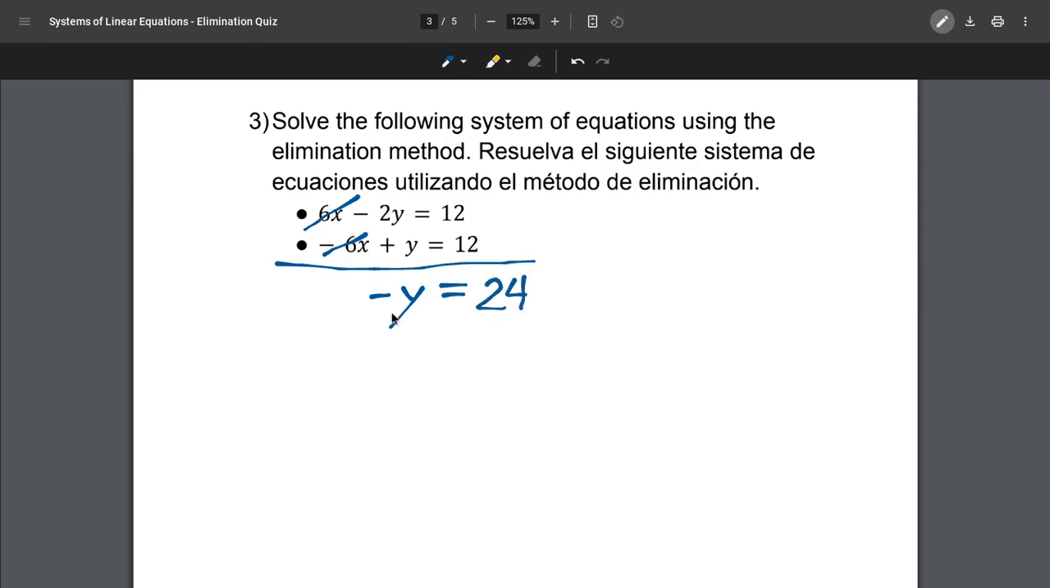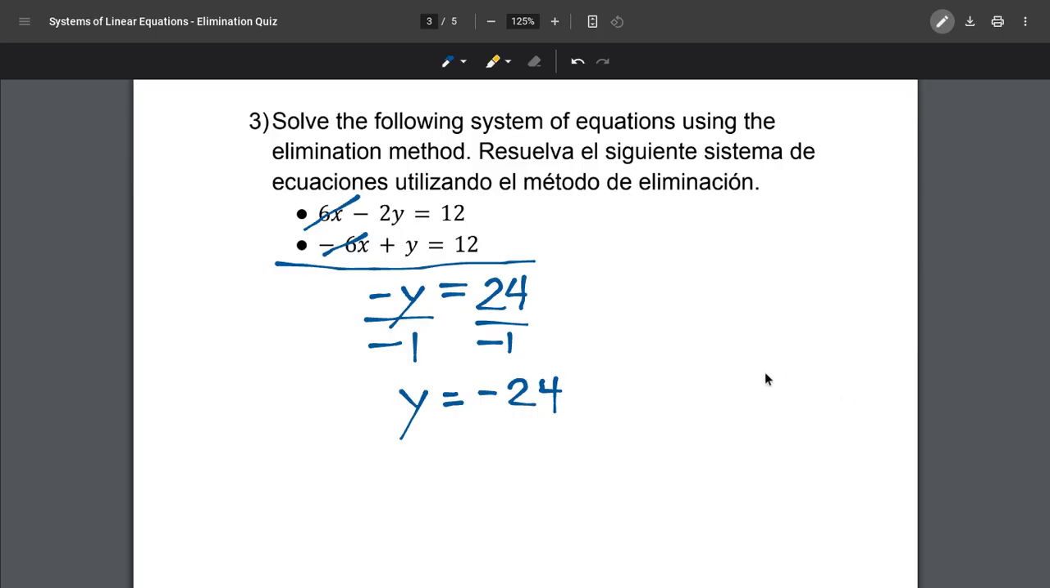I don't want negative y, I want positive y, so I'm going to divide both sides by negative 1. And y is going to equal negative 24.